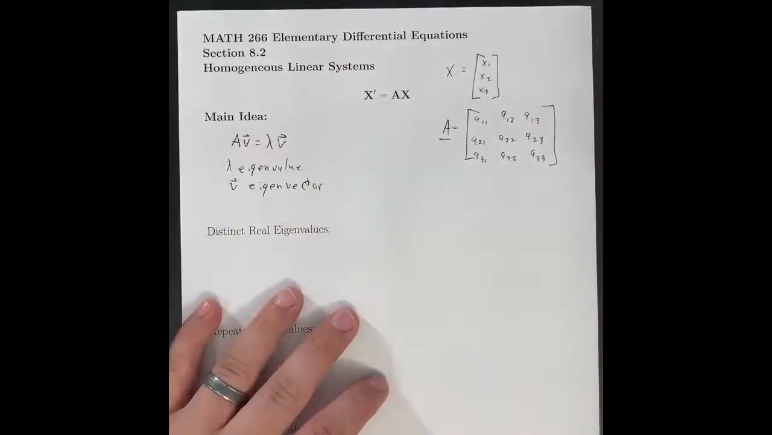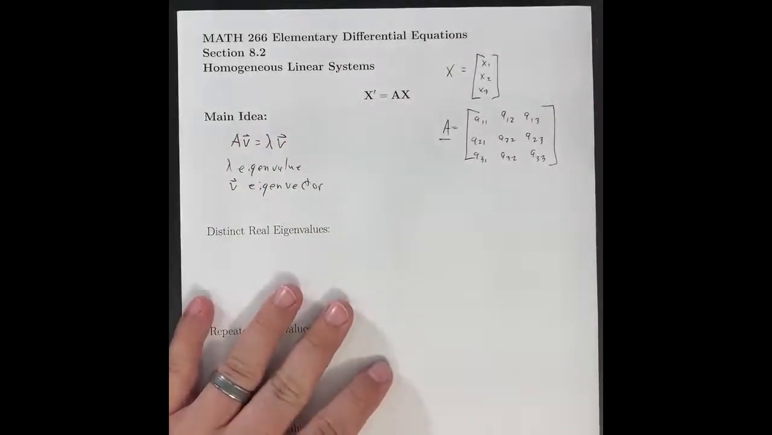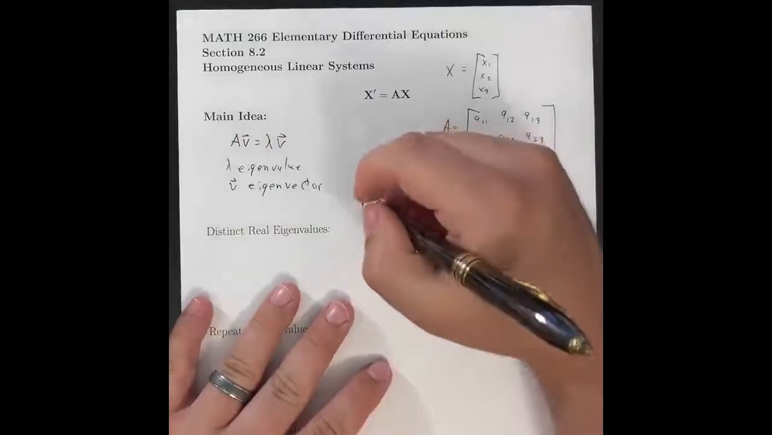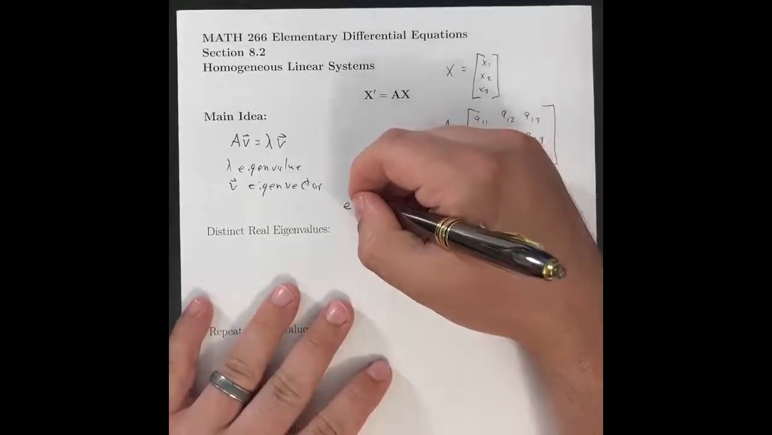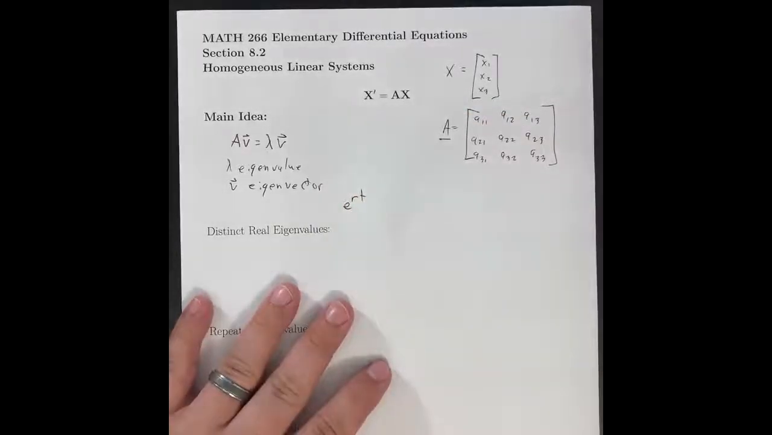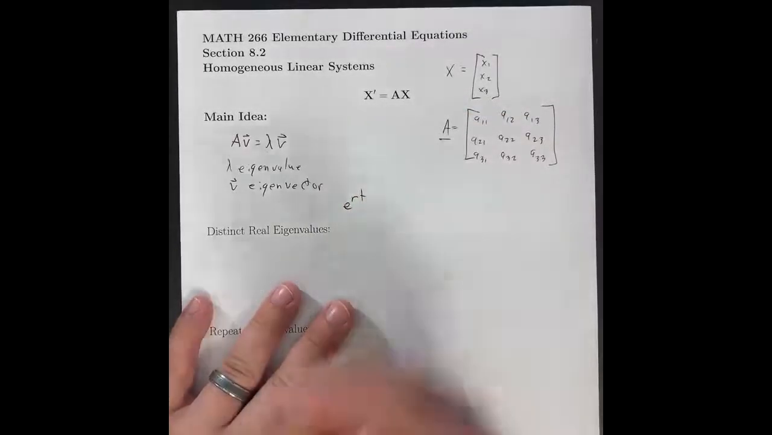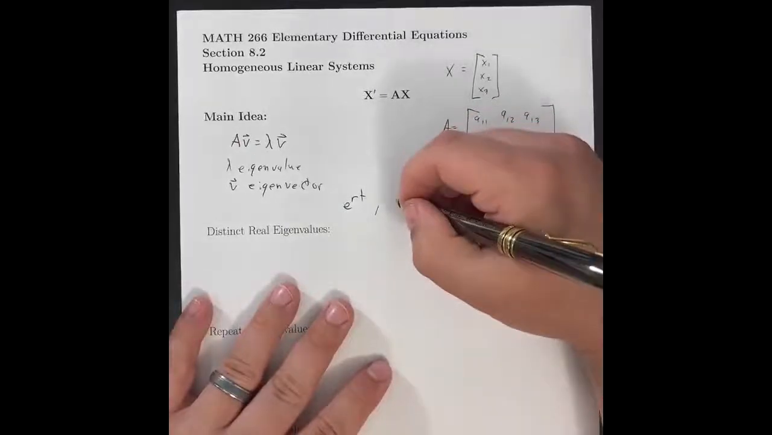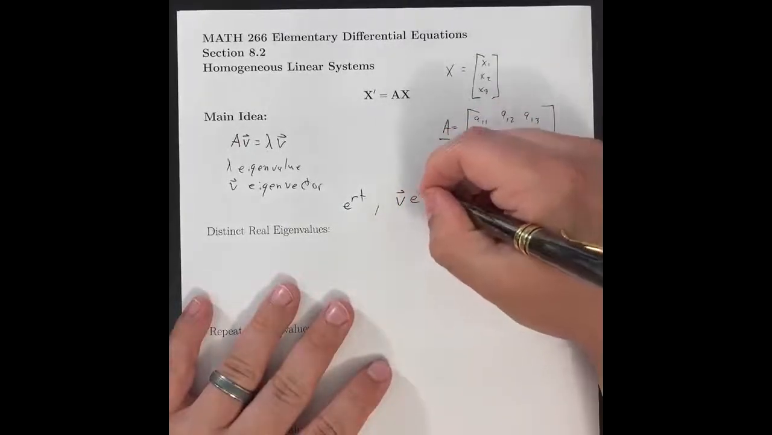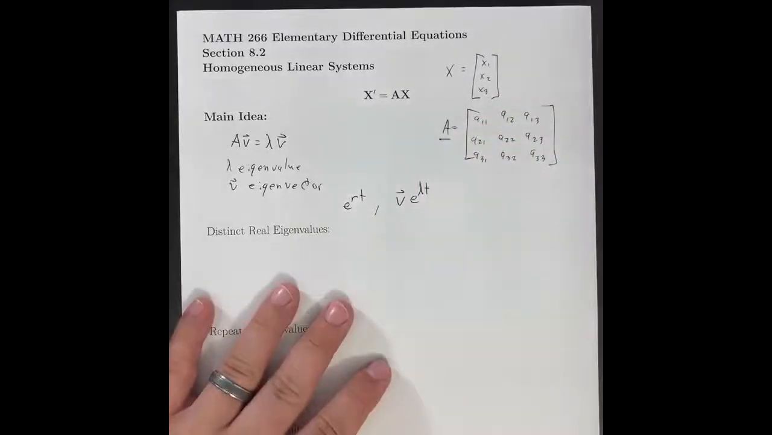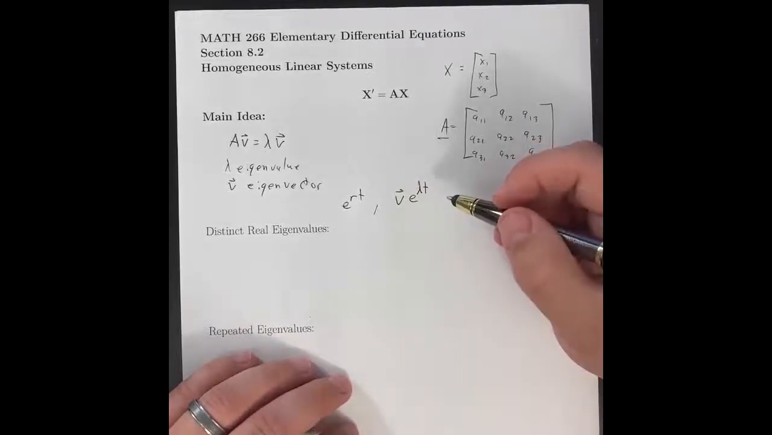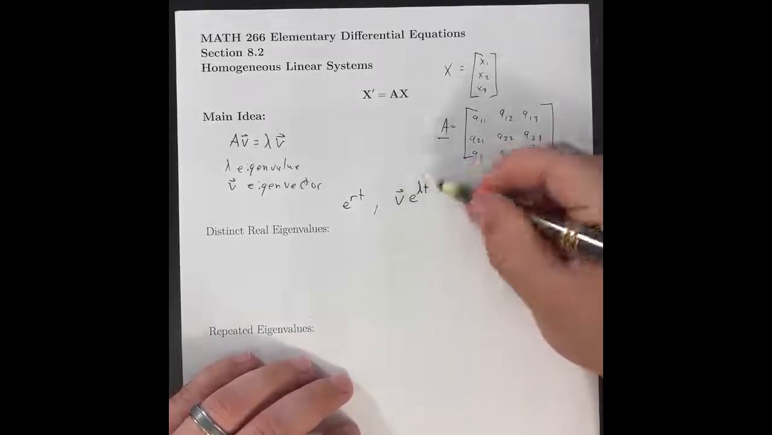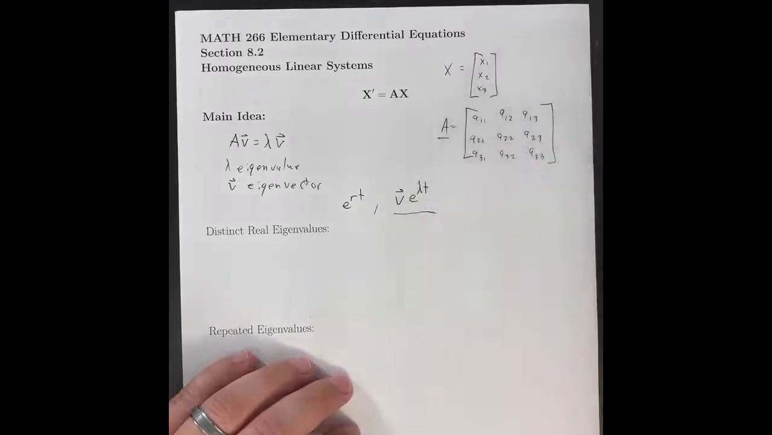In general, the idea is very similar to the constant coefficient case. If you remember, in that case the solutions were of the form e to the r t, where r is a constant. In this case it's similar: the solutions are going to look like the eigenvector times e to the eigenvalue times t. So if we find lambda and v, that tells us the solutions are of this form.